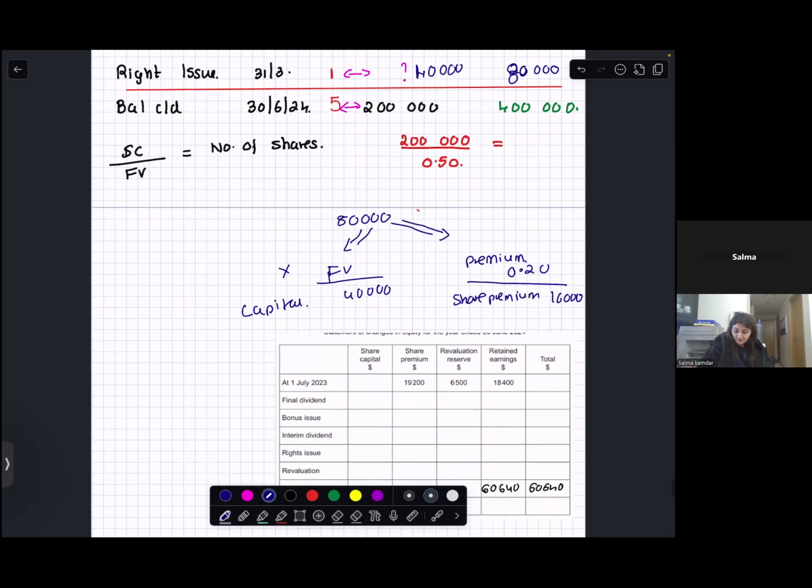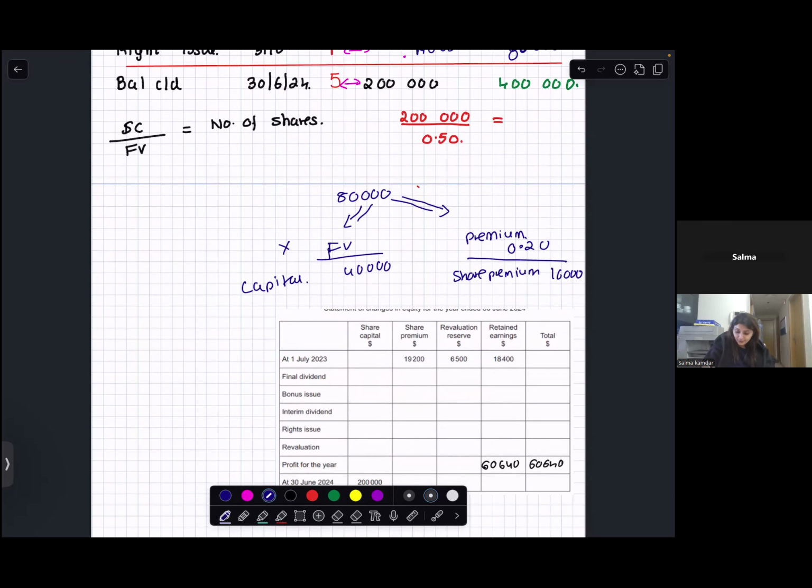So when I am writing it in my this over here, for right issue I'm writing 40,000. For share premium I'm writing 16,000. So my total would become how much? So my total would become 56,000. I hope you are clear with me.